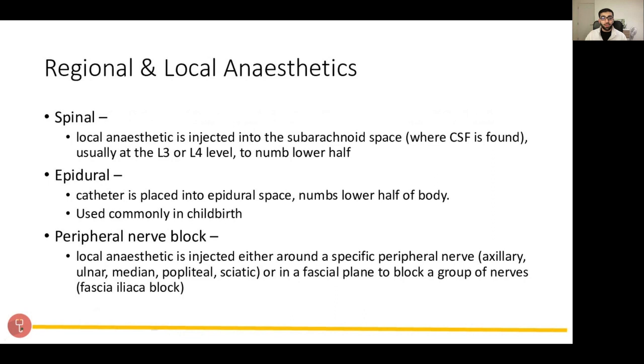You should also be aware of regional and local anaesthetics. So you have spinal, epidural, and peripheral nerve blocks. Spinals and epidurals are often used in childbirth. A peripheral nerve block can be used in orthopedic surgery or surgery on the extremities. Or for example, in certain situations where we don't want to give a general anaesthetic, but we want to give some sort of anaesthesia to mean that a patient can be awake but not feel pain.